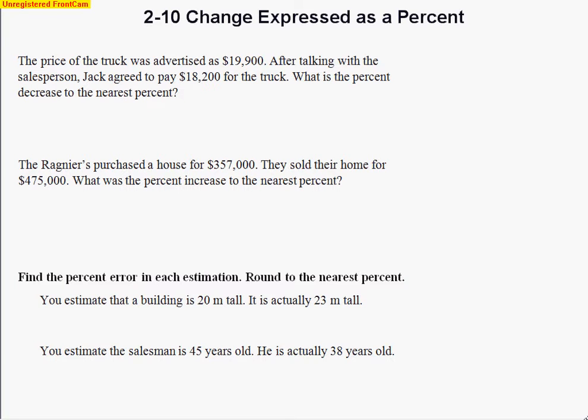This is a lesson for Chapter 2, Section 10, change expressed as a percent. So the first type of problem is just a regular old percent change problem.